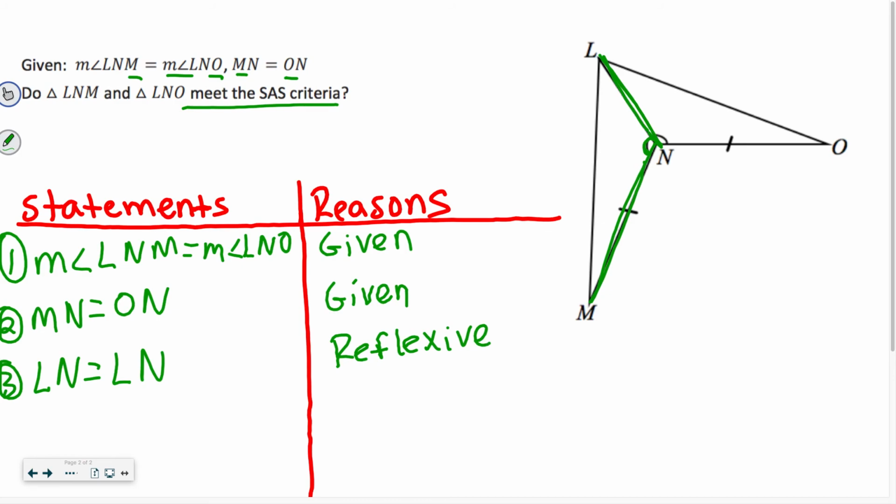Are we done? Can I now say that the two triangles are congruent by side angle side? Well, let's see. I have a side that's congruent here. I have an angle that's congruent to the other angle, and I have a side that's congruent to itself. So, yes, I can say that finally, triangle LNM is congruent to triangle LNO. Don't forget that's the symbol for congruent. And that is true by side angle side.